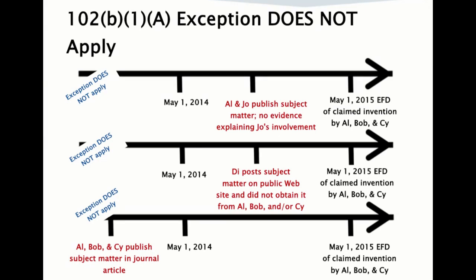Because there is no evidence explaining Joe's involvement, the exception does not apply, and the disclosure could be used in a prior art rejection. In the second timeline, the disclosure is made by a third party, and there is no indication that the third party obtained the disclosed subject matter from the inventor or a joint inventor, either directly or indirectly. Thus, the exception does not apply, and the disclosure could be used in a prior art rejection. In the third timeline, the examiner may quickly notice that an exception does not apply because the disclosure was before the grace period. Since the requirement of being within the grace period does not apply, it does not matter that the disclosure is by the full inventive entity.